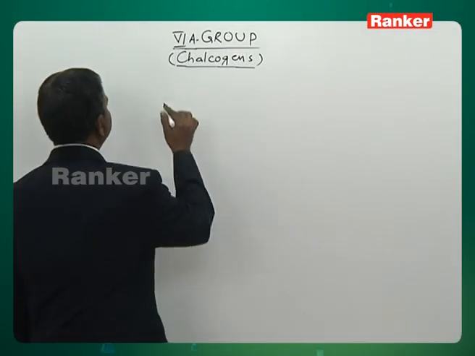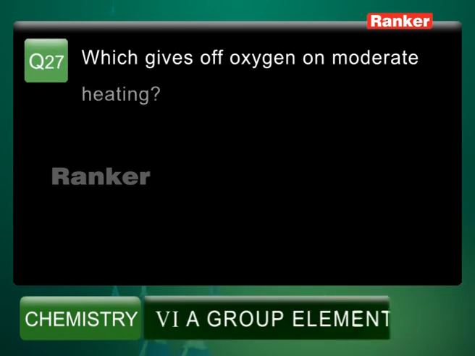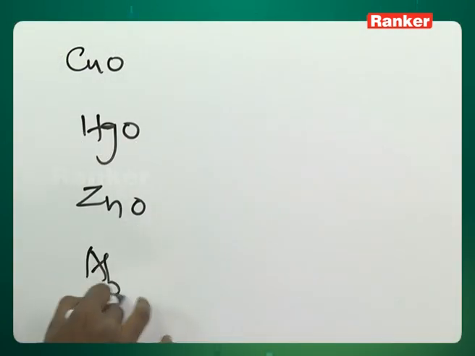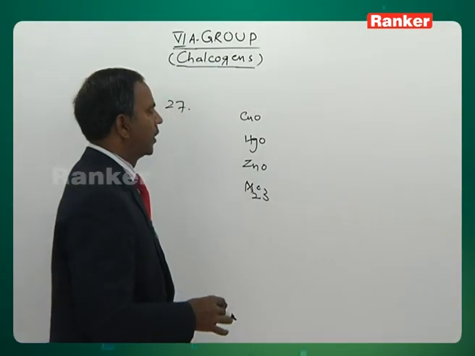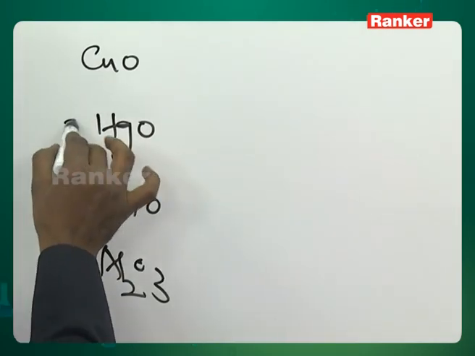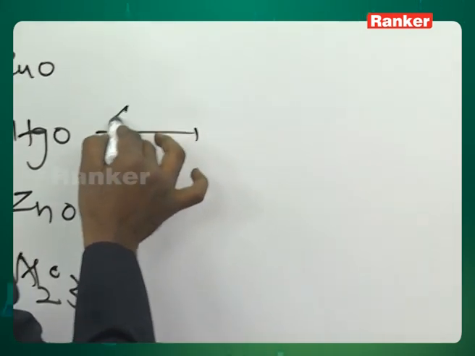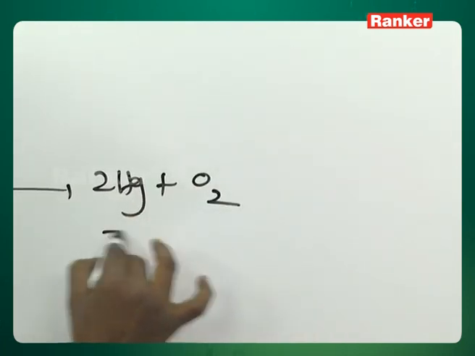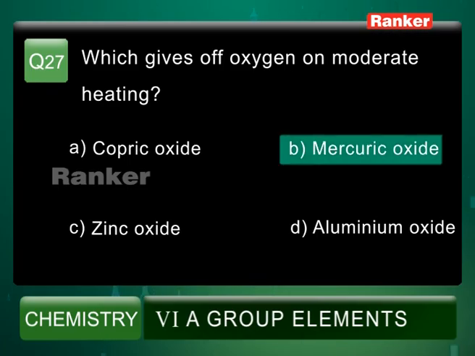Question number 27, which gives off oxygen on moderate heating, on little heating? First one is cupric oxide. Second one is mercuric oxide, then zinc oxide, aluminum oxide. These are the options. Among all, zinc oxide is more stable, and so is Al2O3. But if you want to produce oxygen, HgO on heating is less stable among these and easily liberates oxygen. So for question number 27, the answer is B.